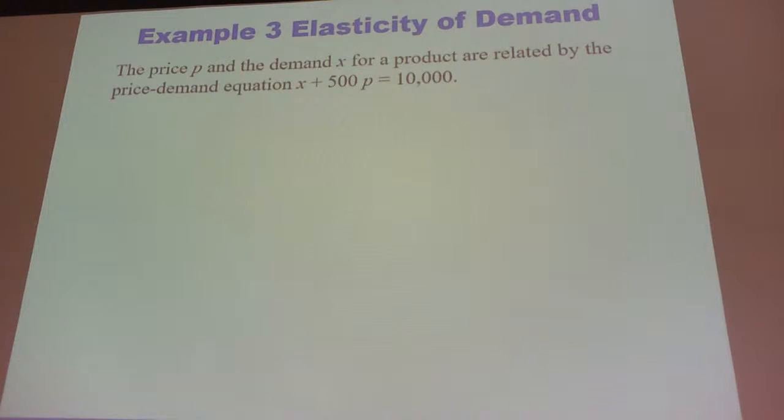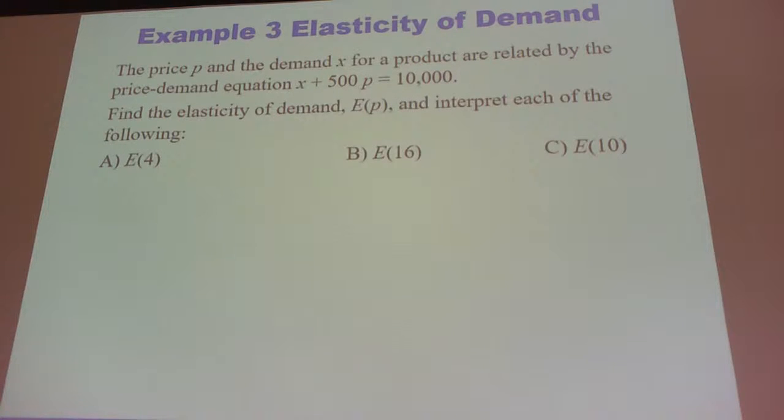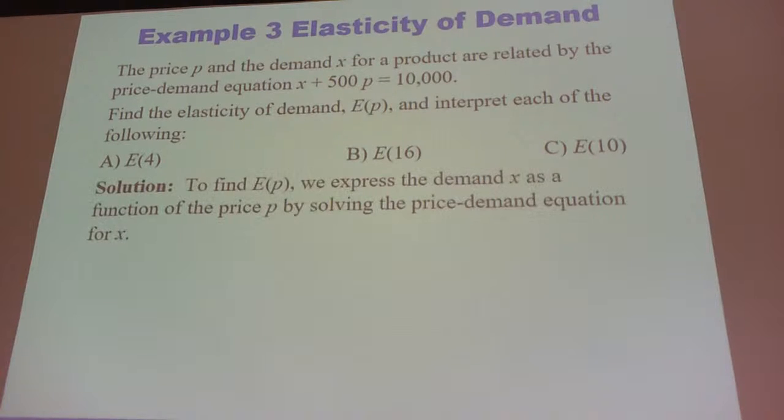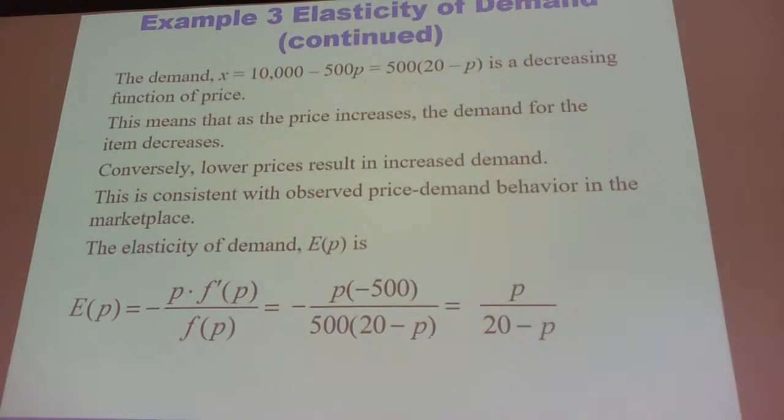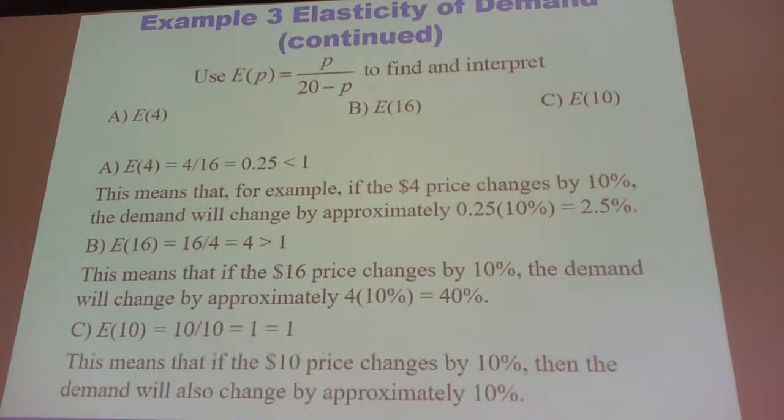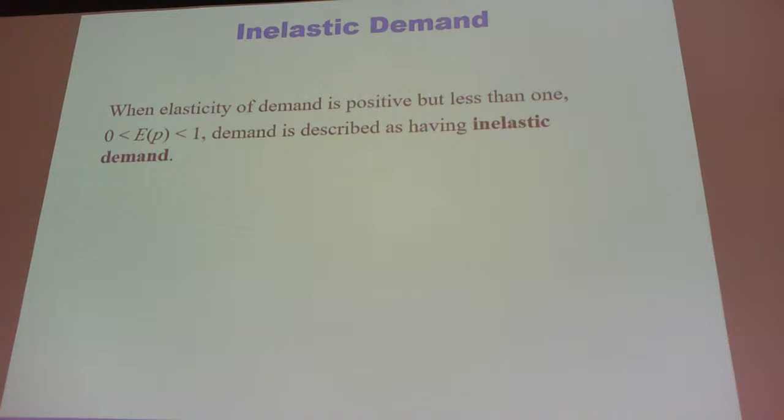Okay? So the price P and demand X for a product are related by the price-demand equation X plus 500P equals 10,000. We want to find the elasticity of demand, E of P, and interpret it at each of the following prices: 4, 16, 10. Now before I do this, hold on, we'll do it all together. I'm going to jump a little bit ahead, and I'm going to talk about what happens. We'll work all this out a little bit.